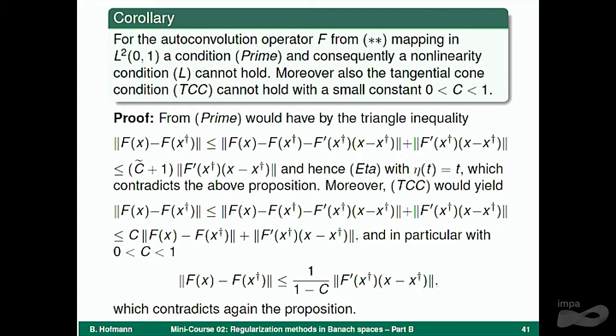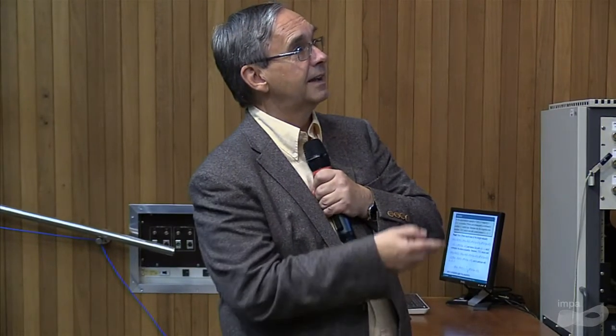So a corollary of this is the following. For the autoconvolution operator, such a prime condition and consequently a nonlinearity condition L cannot hold. L is lost for these things because of this inequality we just had. Moreover, also the tangential cone condition cannot hold with a constant smaller than 1. So we have shown there is no tangential cone condition with a constant smaller than 1. The proof is also here. I think I skip it here.